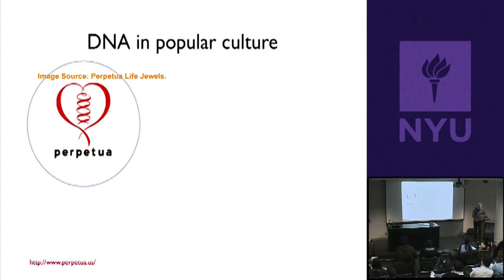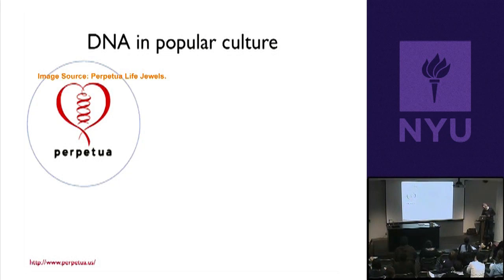This is one of my favorite examples. This is a logo for a company called Perpetua. It's a DNA double helix inside of a heart. Anyone have a guess of what this company does or sells? Drugs, that would be a good guess. That's actually not true. No, much more mundane.